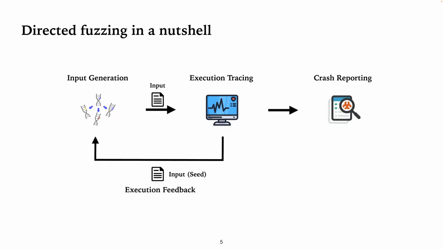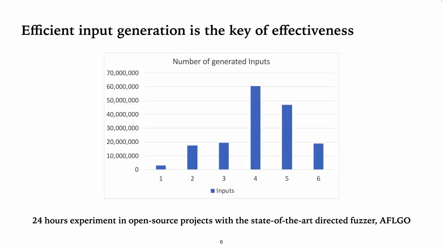Meanwhile, if the test case triggers new program behaviors, for example, new coverage, then this input will be preserved as a seed template for further input generation. This feedback mechanism makes fuzzing gradually explore the target program thoroughly and detect specific vulnerabilities. Specifically, fuzzing can generate an enormous number of inputs to explore the program within a short time. For example, we conducted a 24-hour experiment using the state-of-the-art directed fuzzer AFLGo, and we found that on average, over 30 million inputs can be generated to examine the target programs.